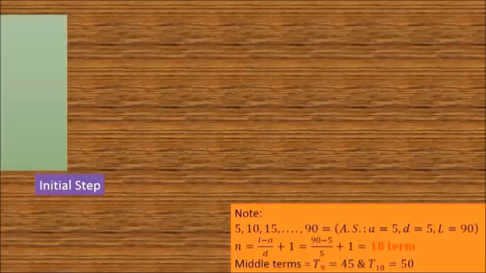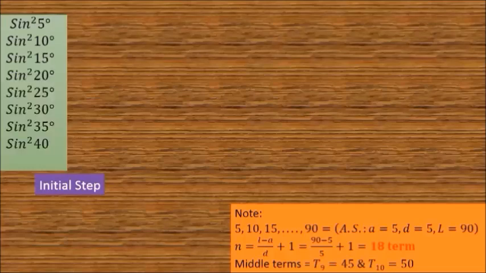Okay guys, let's go. Let's write sine square 5, sine square 10, sine square 15 up to sine square 45. This is the initial step. We have, by the way, 3 steps.